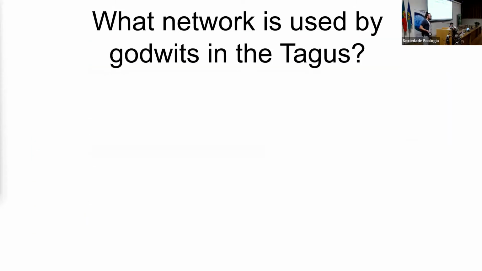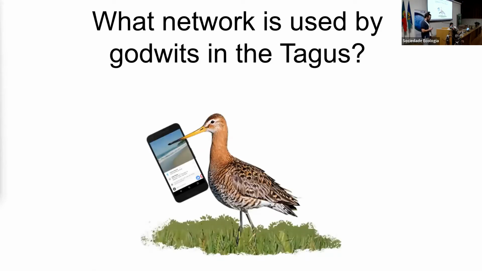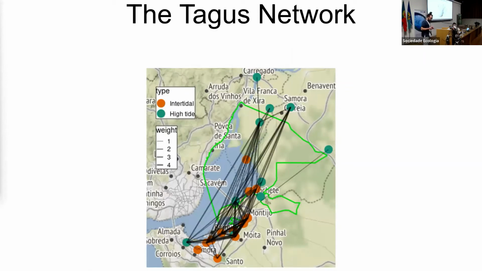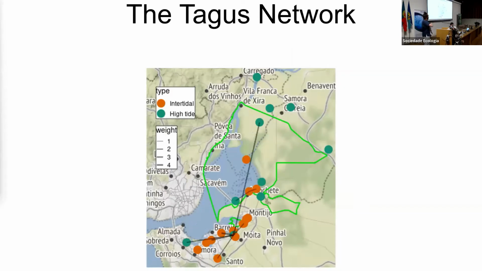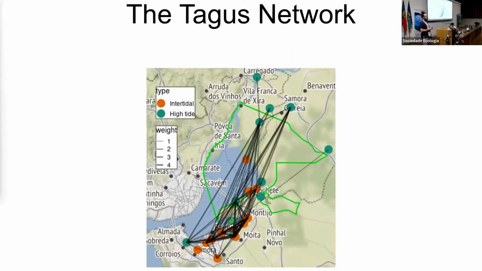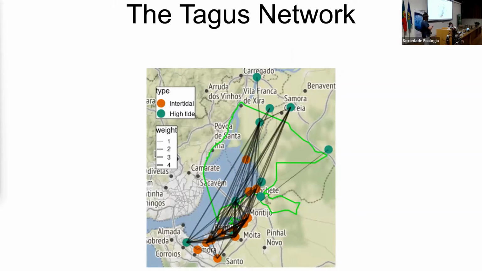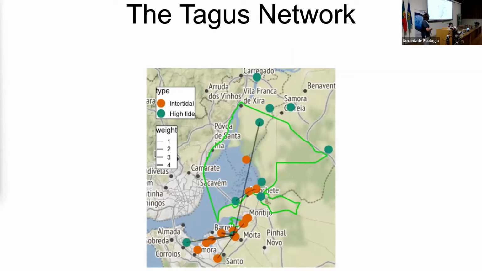So what network is used by godwits in the Tagus? I'm not talking about a social network, I'm talking about the Tagus network. So I went into our database and I found the examples where a bird had moved from one site to another during a winter. And I collected this up for every bird that we had data on in the Tagus, which was about 600 and something individuals for 20 years. So it's a huge amount of data on how birds use this space, both within and also outside the protected area in the more urban part of the margins.